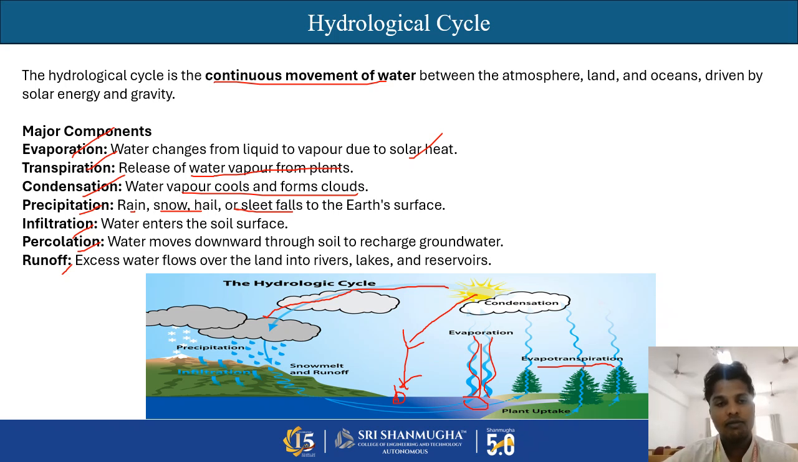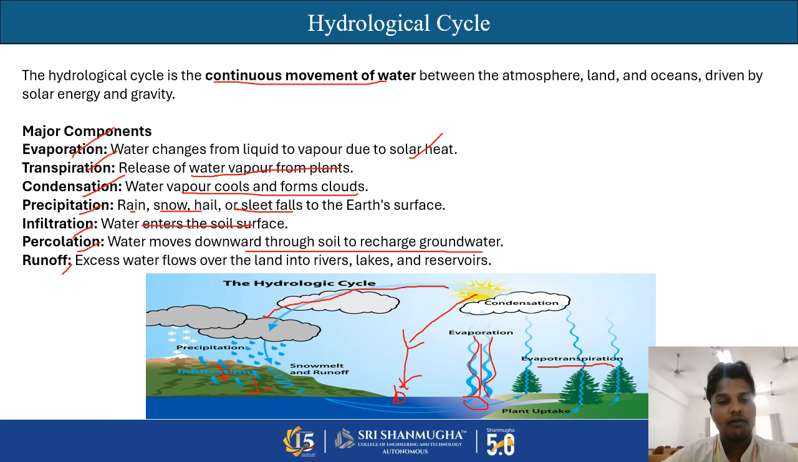Infiltration is nothing but the entry of water into the soil surface. So you can see the water enters the soil profile. That is infiltration. Percolation is water moving downward through the soil to recharge groundwater. The entry of the water into the different layers is called percolation.